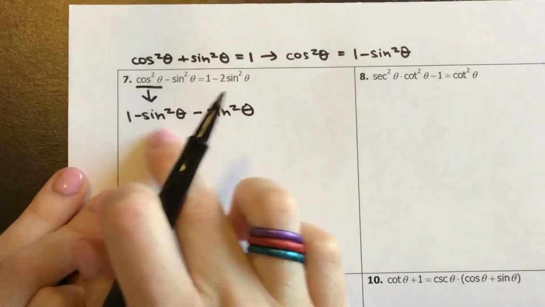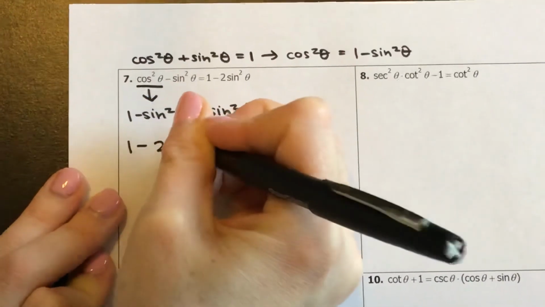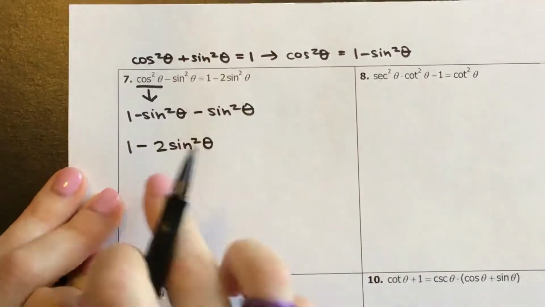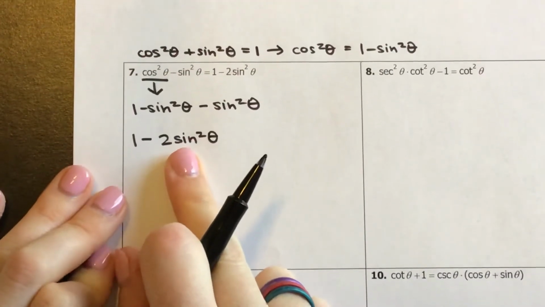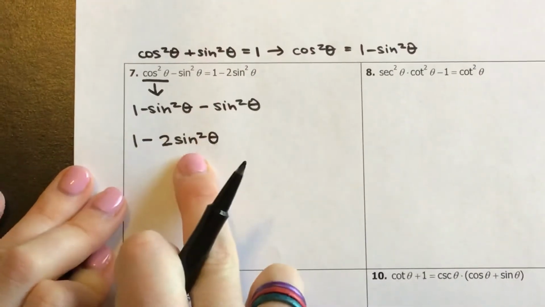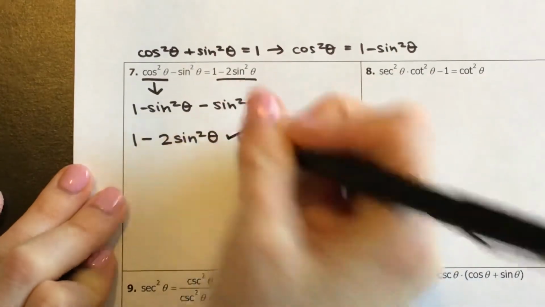Okay, so I have this, they match, which means I have 2 of them. So I have 1 minus 2 times sine squared of theta, which in part 1 of the notes, all we are doing is simplifying. In this part of the notes, we're matching, and this left-hand side now looks exactly like the right-hand side, and that's how we know we're done.